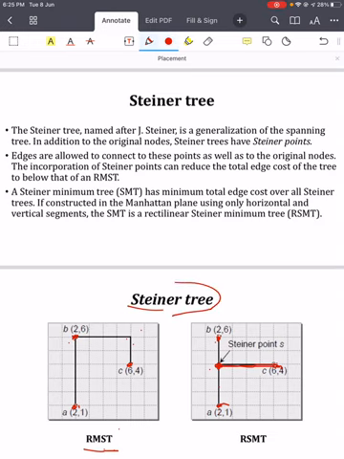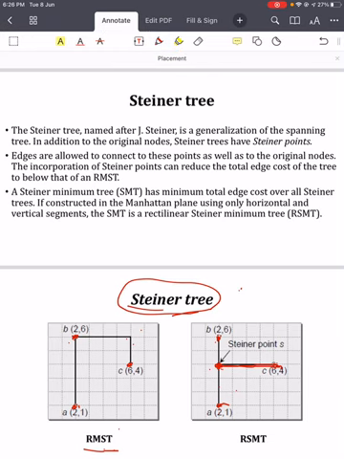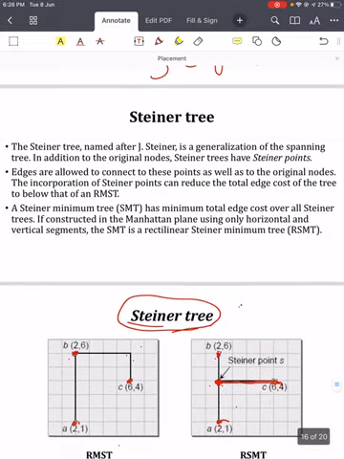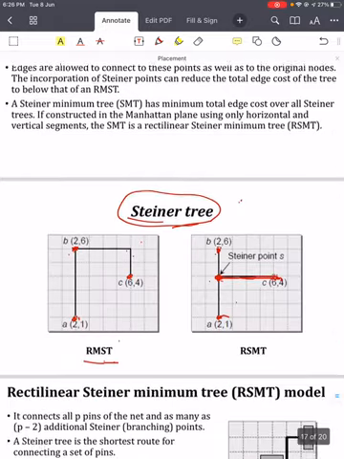Now the Steiner tree will also be a spanning tree, because all the nodes are connected. And our objective is to minimize the length, and that's why we are considering this type of branching. We are allowing this type of branching so that we can reduce the wire length. Okay, so this is the concept of Steiner tree. So using a Steiner tree we can again minimize the total wire length to some extent.